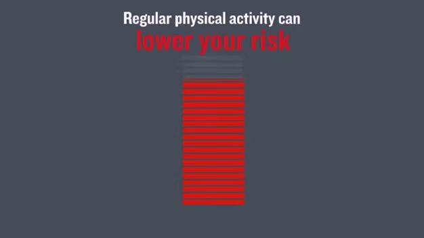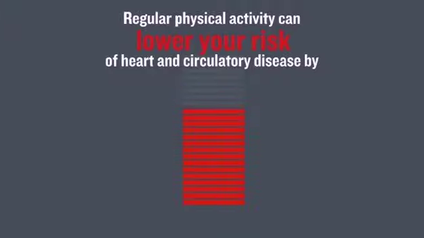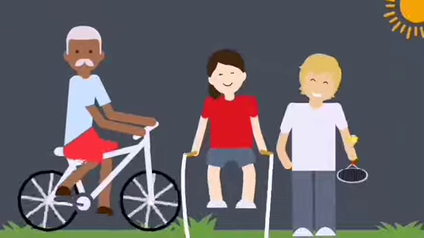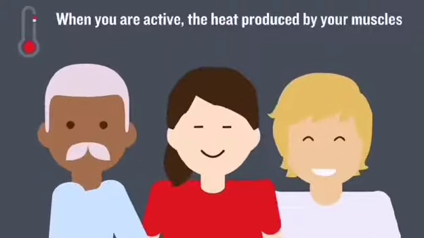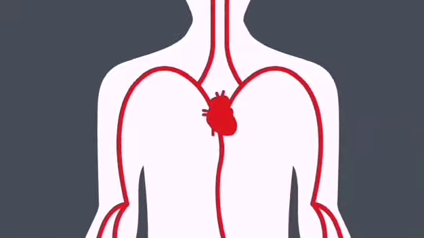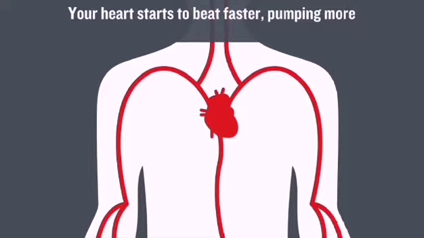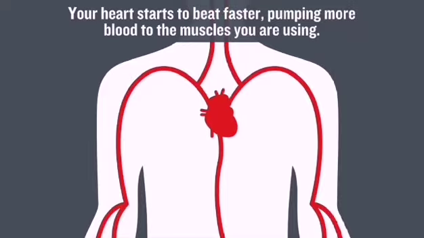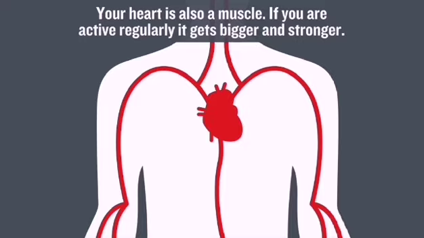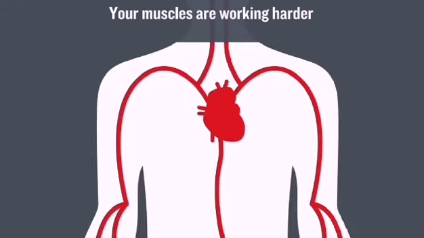What happens inside your body when you exercise? Regular physical activity can lower your risk of heart and circulatory disease by 35%. When you're active, the heat produced by your muscles increases your body temperature, making you feel warmer. Your heart starts to beat faster, pumping more blood to the muscles you are using. Your heart is also a muscle. If you are active regularly, it gets bigger and stronger.